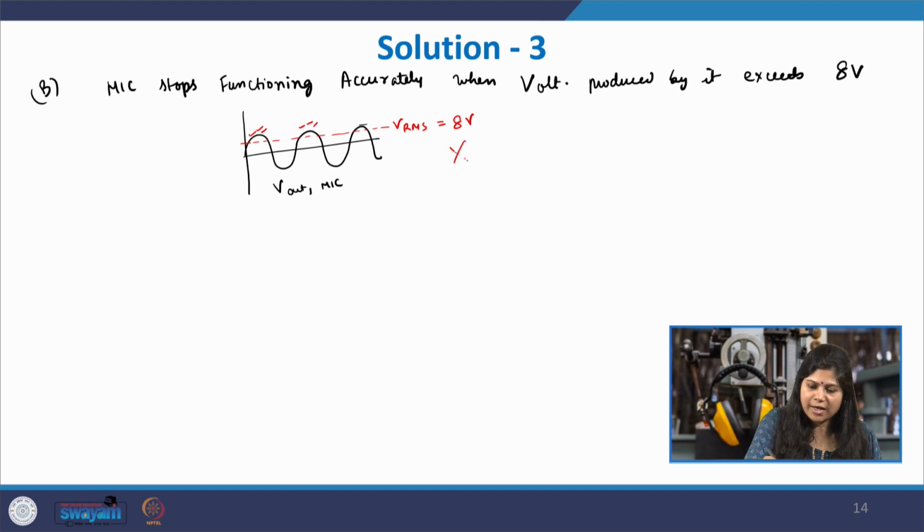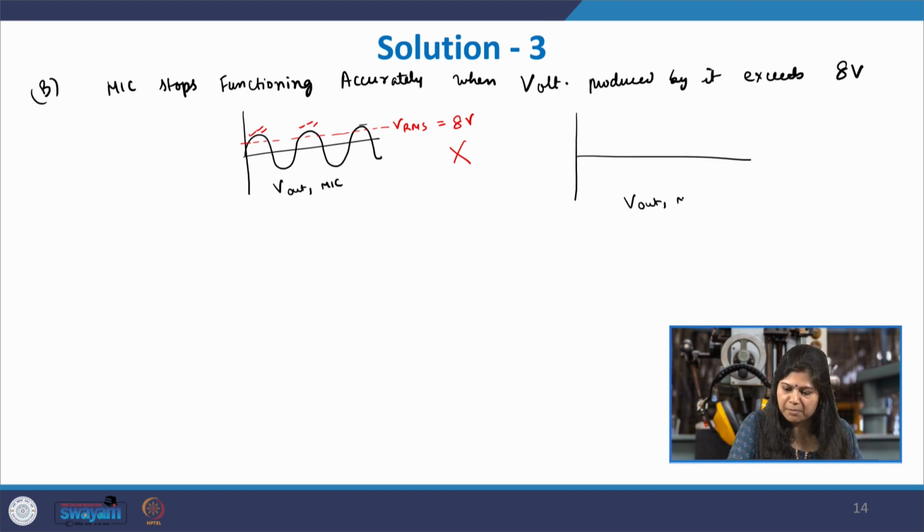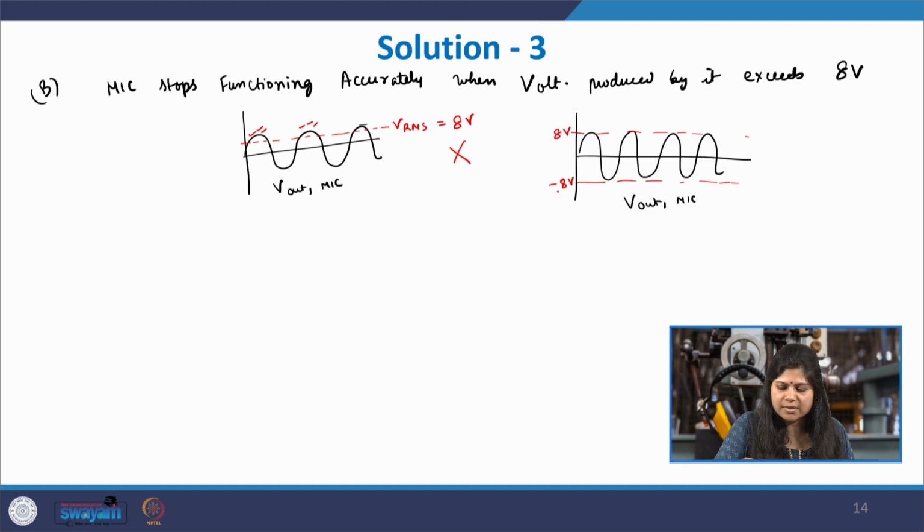Okay. So, this should not happen. What should actually happen is this: if this is the V output from the mic, this is your voltage signal. This voltage signal should never exceed the 8 volts value, which means that this is the maximum voltage that it can reach. This magnitude should be 8 volts. The peak amplitude should not exceed 8 volts.